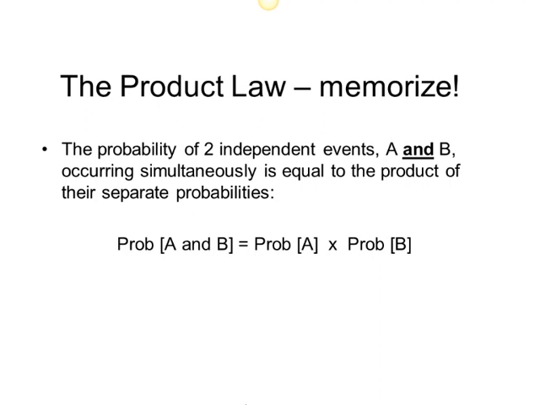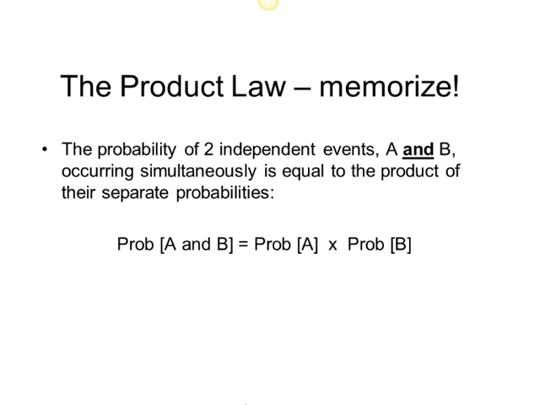this law. The law reads, the probability that two independent events, event A and event B, will occur simultaneously is equal to the product of their separate probabilities. So it's written this way: probability of A and B equals probability of event A times probability of event B. For example, independent events would be two events that don't influence each other.